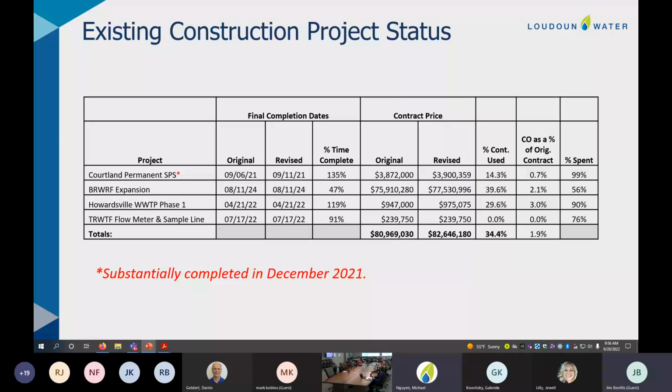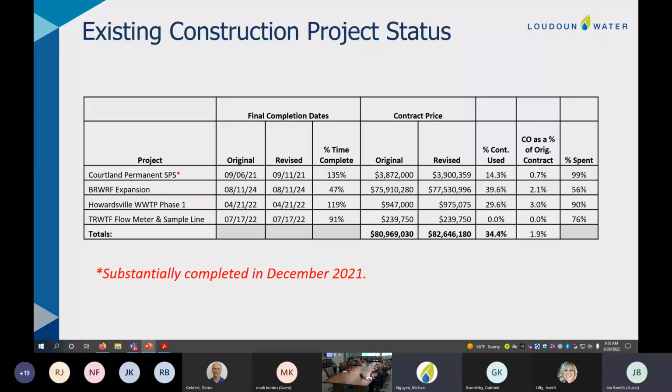I will say that the Cortland pump station was substantially completed late last year, and it continued at the substantially complete status through the second quarter. I'll have good news for that project in the third quarter update next month.